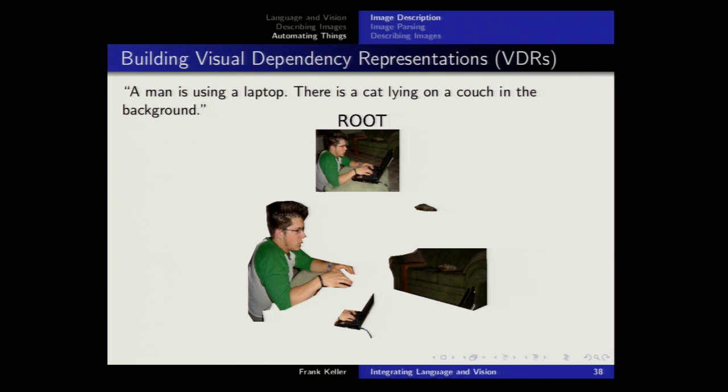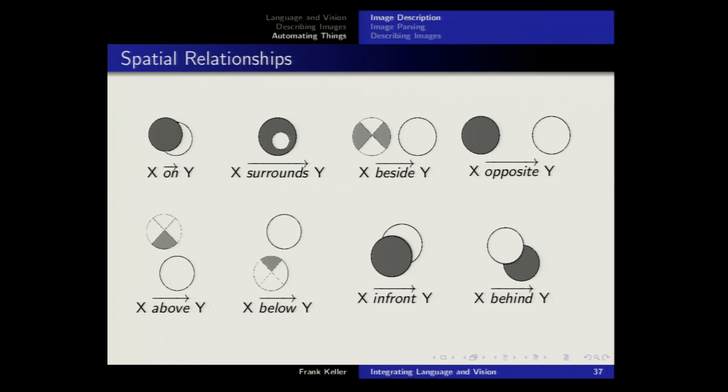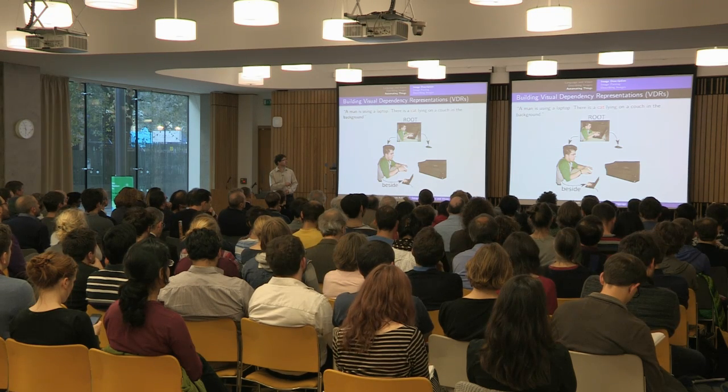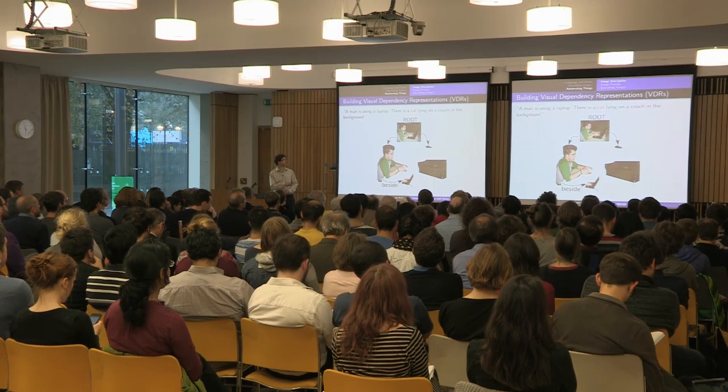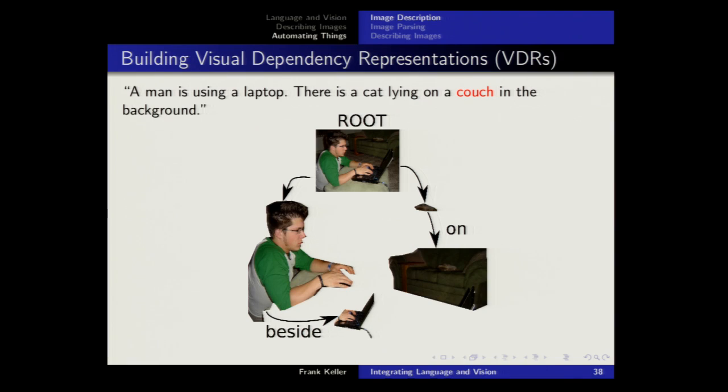And now we look at the nouns in the description. First one is man. And we relate the root, which is just a dummy node, to the man. And then we have laptop. We relate the laptop to the man using the beside relation, right, from our inventory of relations here. Okay, and then the next object mentioned is the cat. So we attach the cat here to the root node. And then the cat is on the sofa, so we have an on relation between the cat and the sofa.